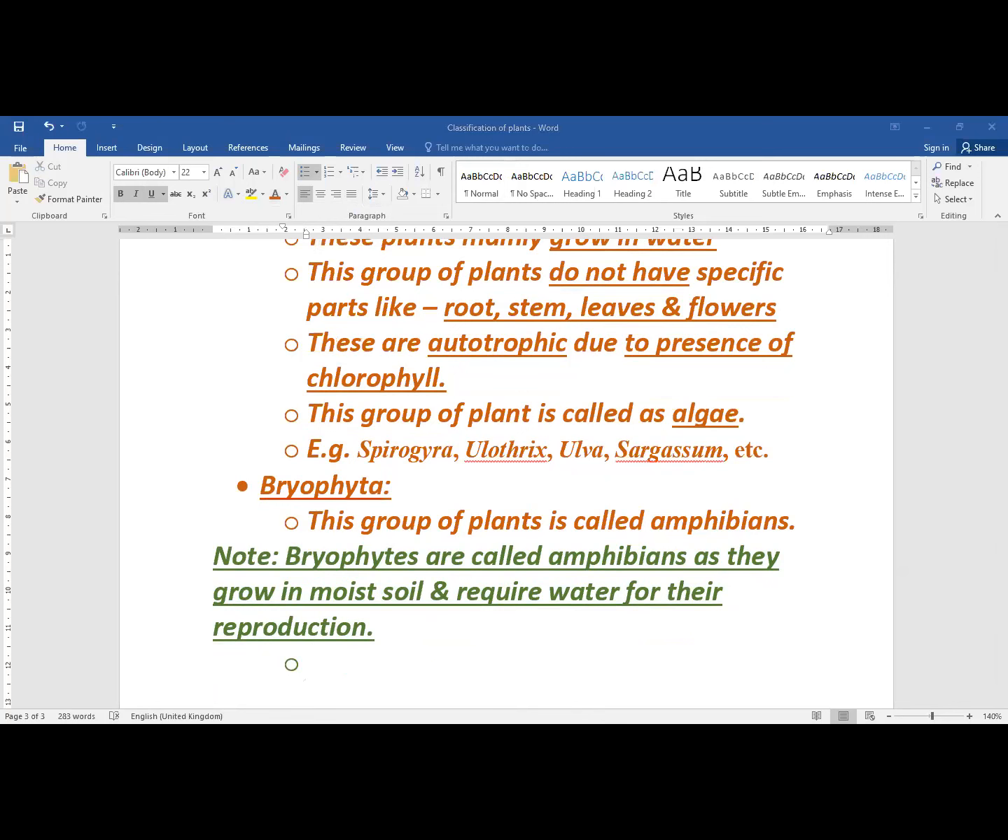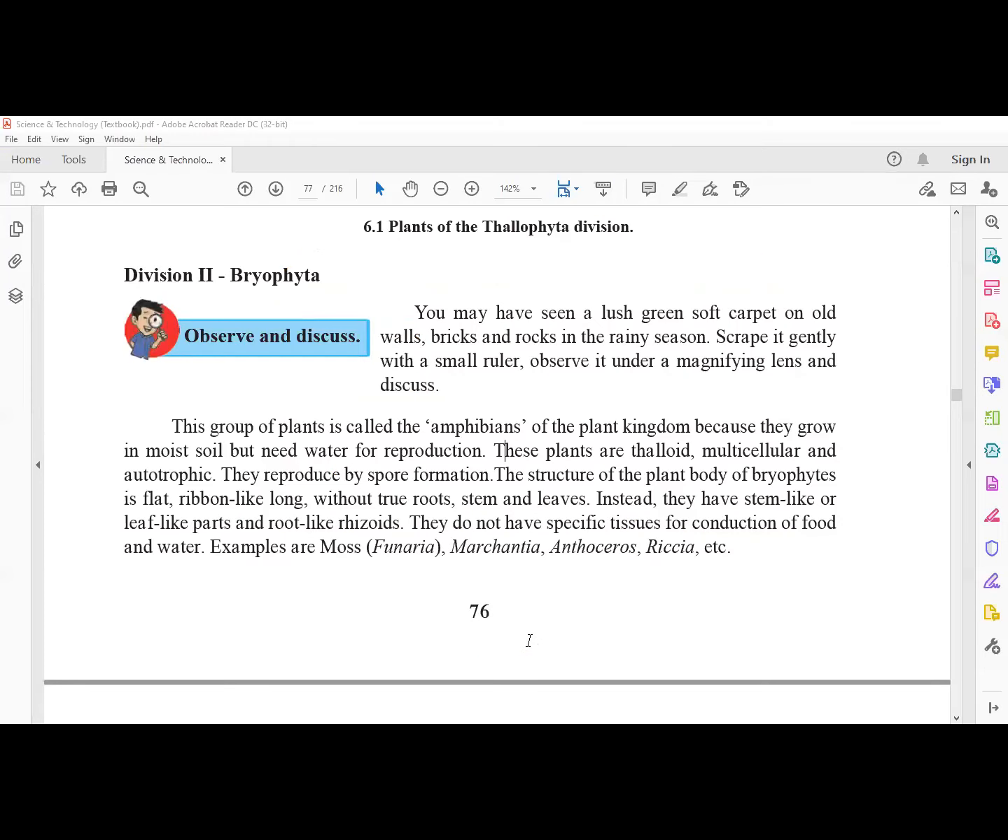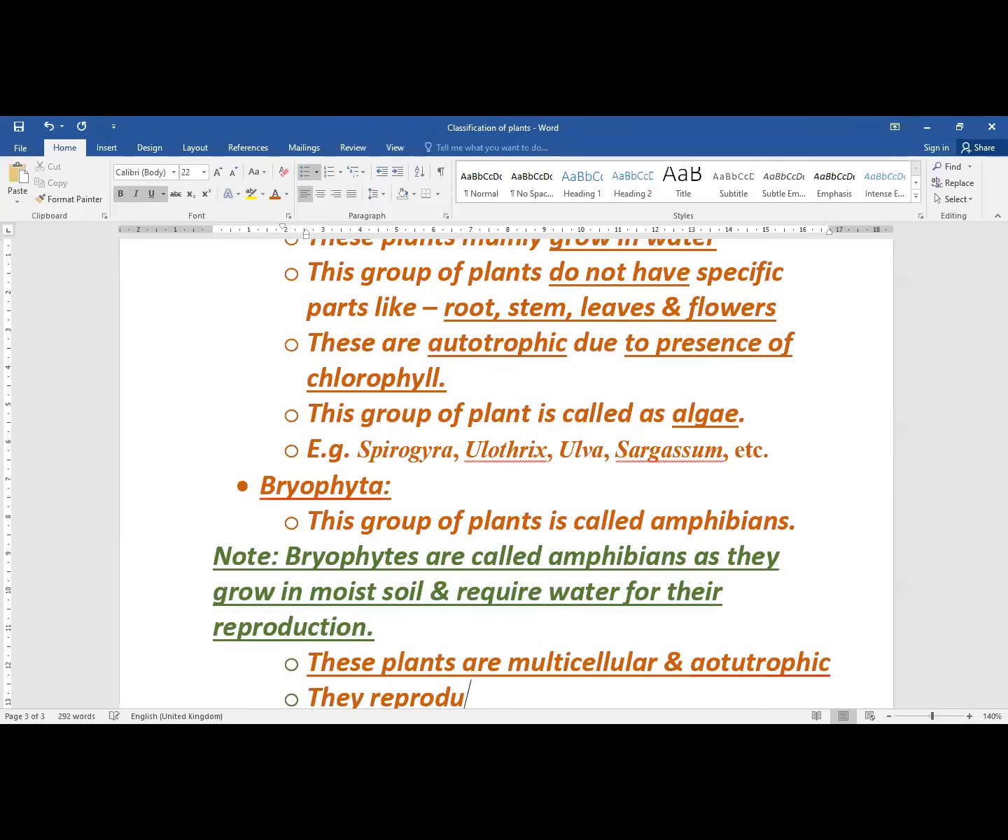what can we write? These plants are multicellular and autotrophic. And they reproduce by spore formation.